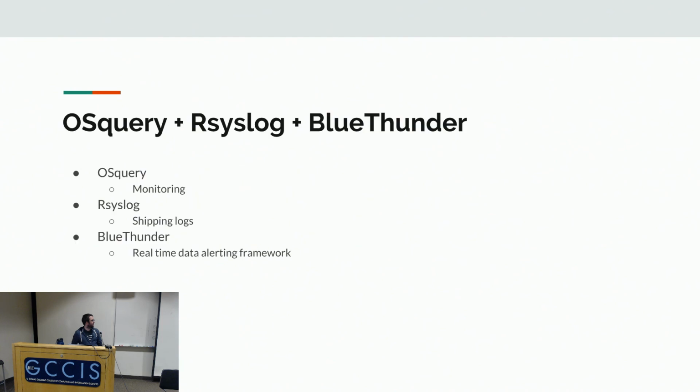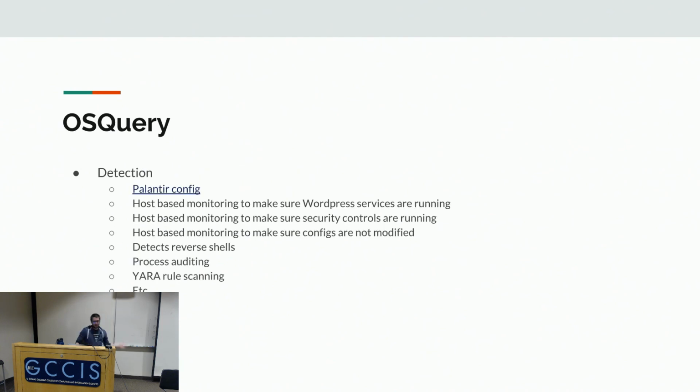Stuff happens. So I have OSQuery. I pulled configs straight from Palantir. They have really good configs for OSQuery. Basically, it's monitoring all the services WordPress needs to run. So if one of those services goes down, I get a Slack notification instantly. Any of my security controls that stop working, OSQuery will let me know, unless OSQuery itself stops. I haven't figured out what to do in that case. And then if any of my configs that I have set up are modified, I'll get a notification as well.